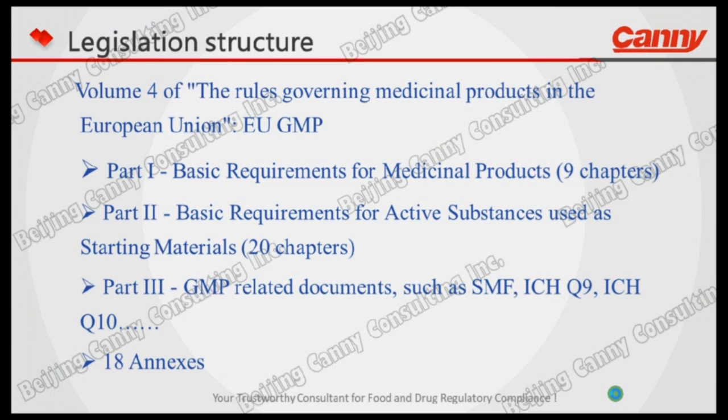For Part 3, there are some related documents for the GMP, such as SMF, Q9, Q10. In addition, there are 18 annexes for the GMP. I believe all of you are very familiar with this, so let's move on.